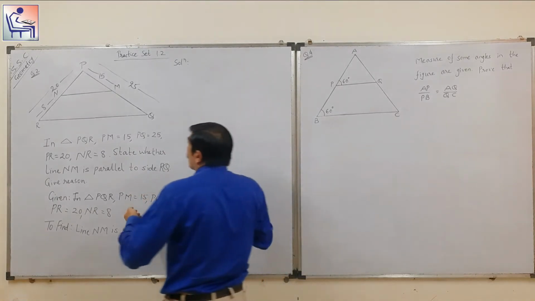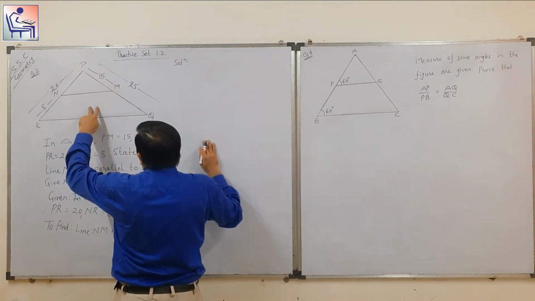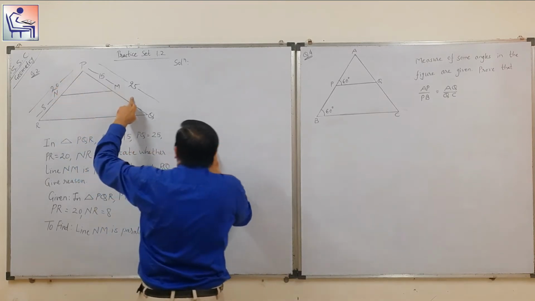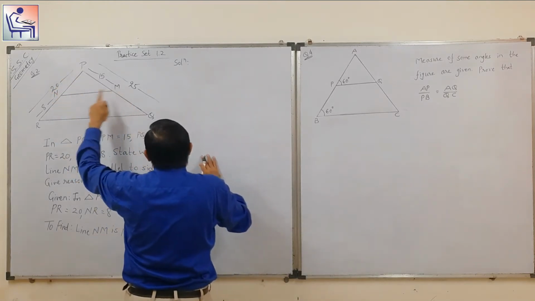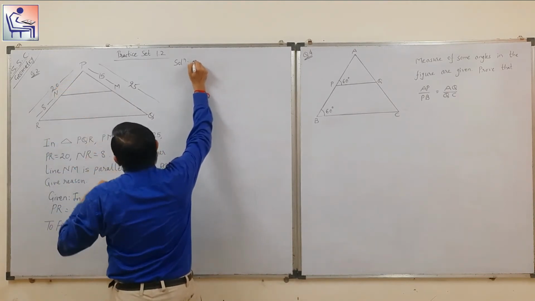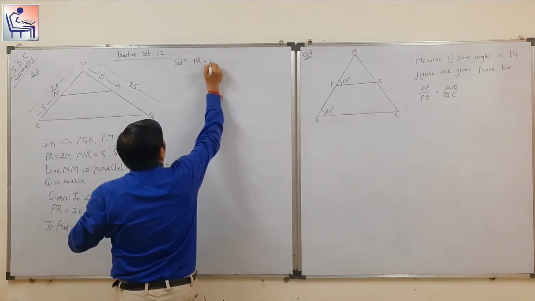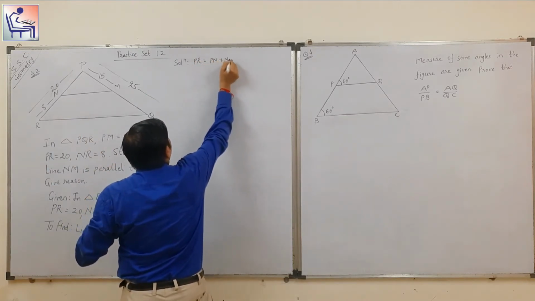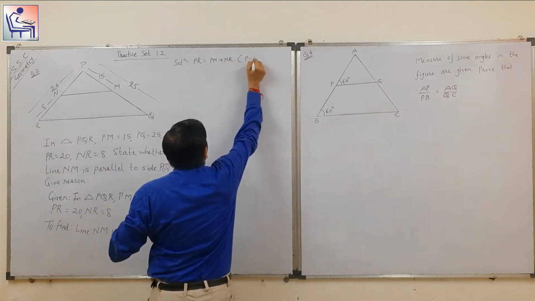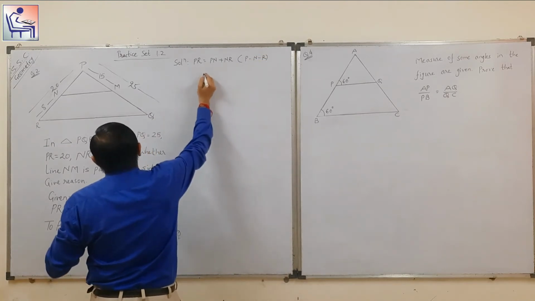Now for that we have to prove whether their ratios are equal or not. So for that reason हमें पहले PM की जरूरत पड़ेगी और MQ की जरूरत पड़ेगी, and then we will show it. So let's see here. PN, we know that PR is equal to PN plus NR, as N lies between P and R. So we can do the addition and subtraction here.